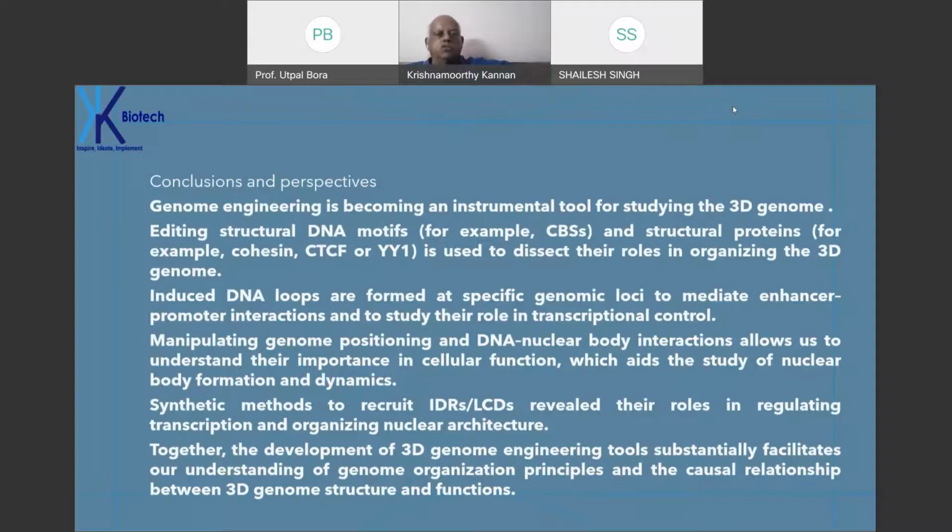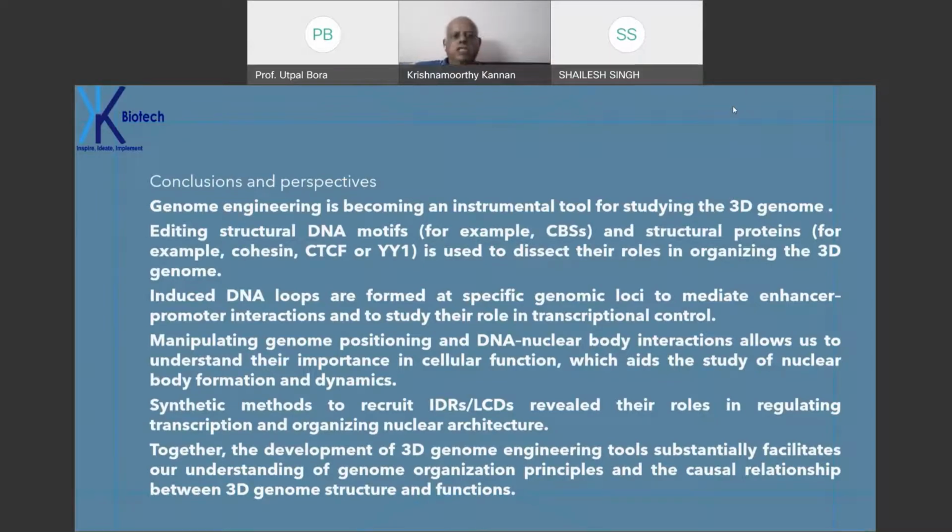Genome engineering is becoming an instrumental tool for studying the 3D genome. It's more of an academic exercise right now. Editing structural DNA motifs and structural proteins is used to dissect their roles in organizing the 3D genome. Induced DNA loops are formed at specific times with the help of cohesin to mediate enhancer promoter interaction and to study the role in transcriptional control.